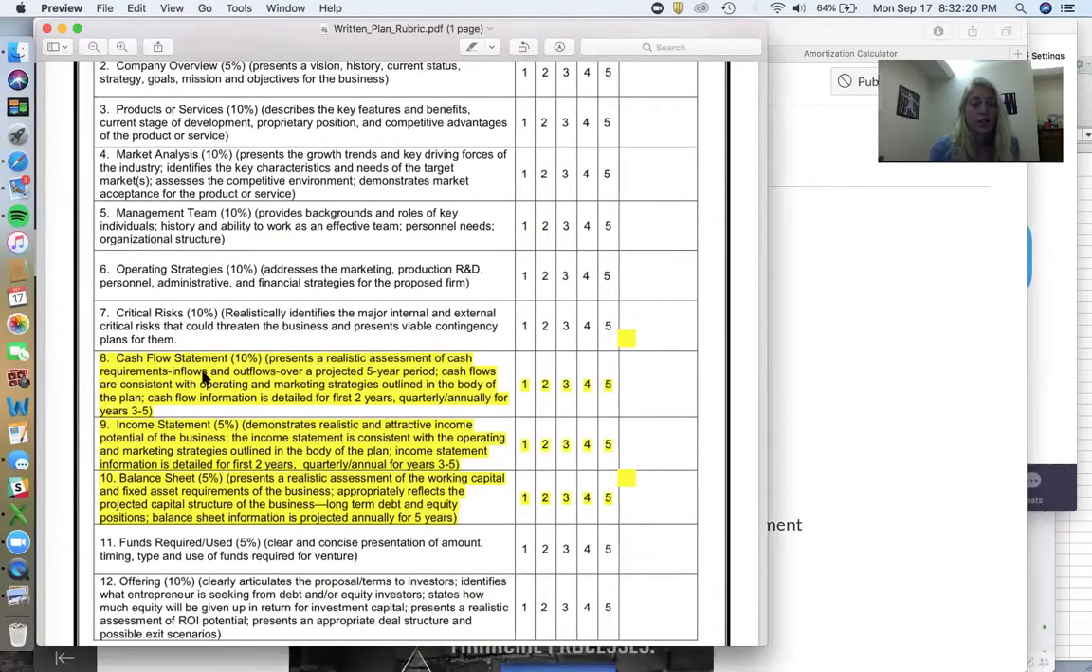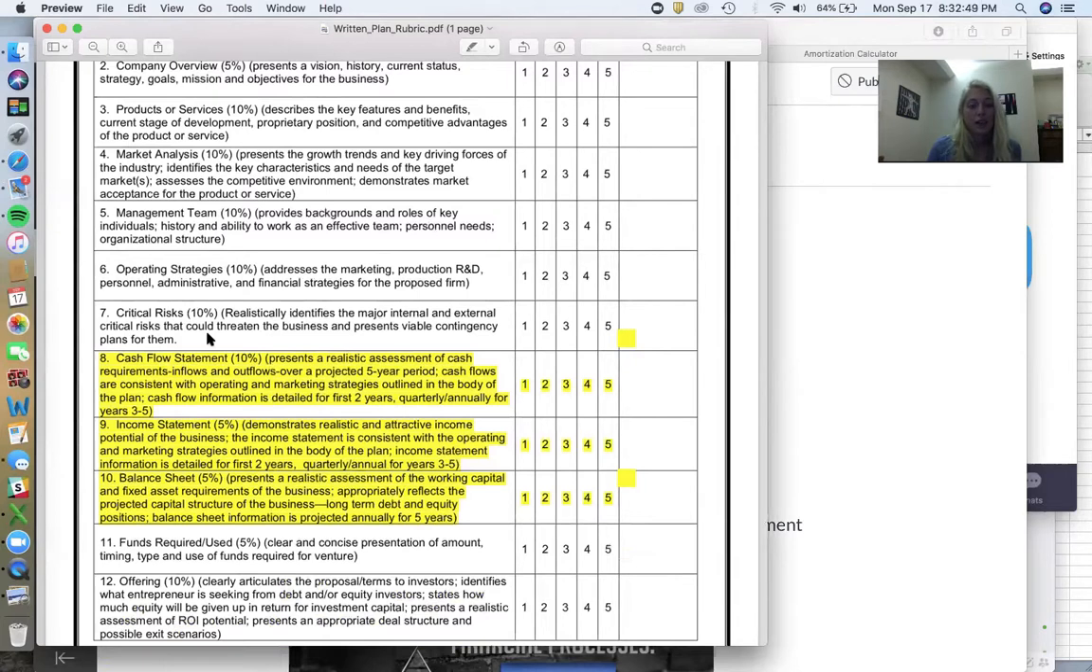So the cash flow statement needs to present a realistic assessment of cash requirements, both the inflows and outflows over a projected 3, not 5, but 3-year period. The cash flows are consistent with operating and marketing strategies outlined in the body of the plan, so what you've been presenting to me so far. And the cash flow information needs to be detailed for the first year and just annually for the second 2 years. Okay, the income statement.